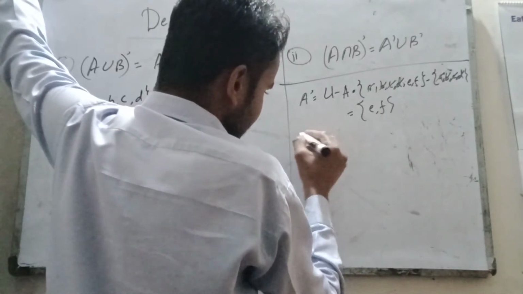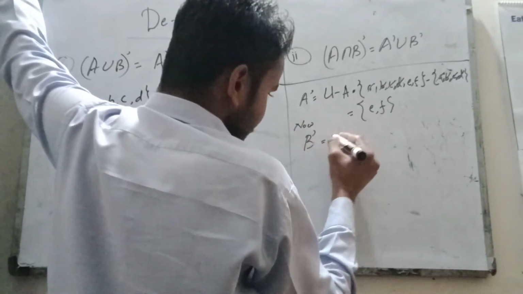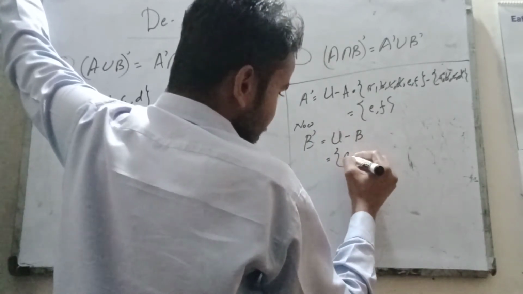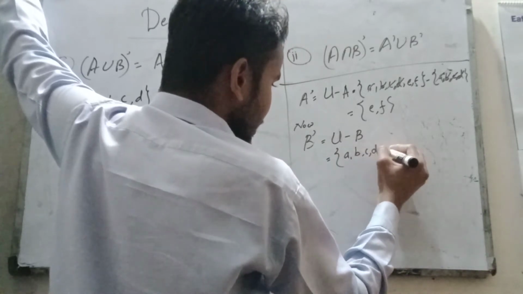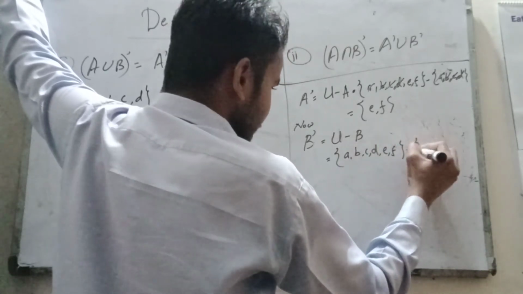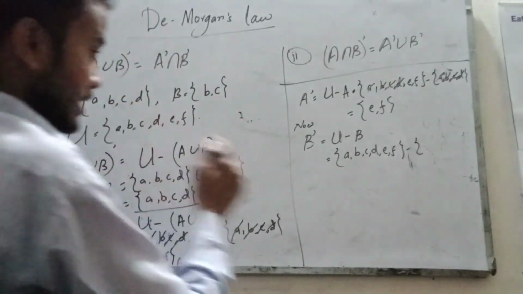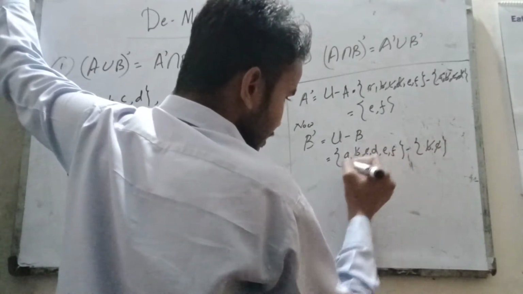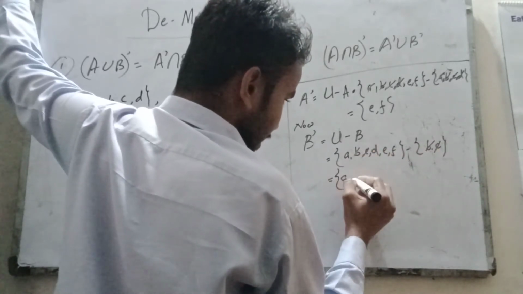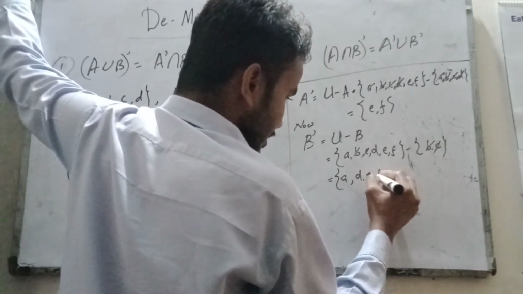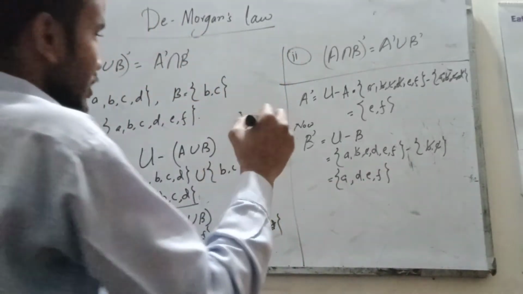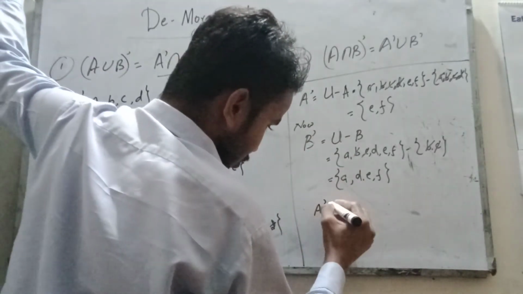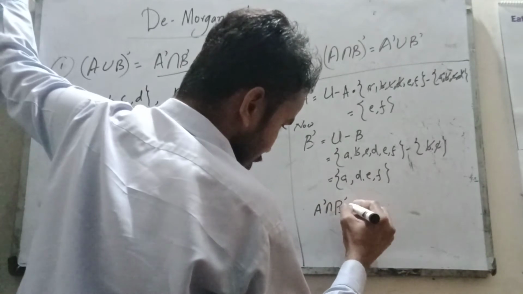Now find B complement. B complement is equal to universal minus B. So the universal set is A, B, C, D, E, F minus, what is the set B? This is B comma C. So B and C will be removed. Remaining elements are A, D, E and F. So now what we have to do? Just take the intersection of these both sets: A complement intersection B complement.